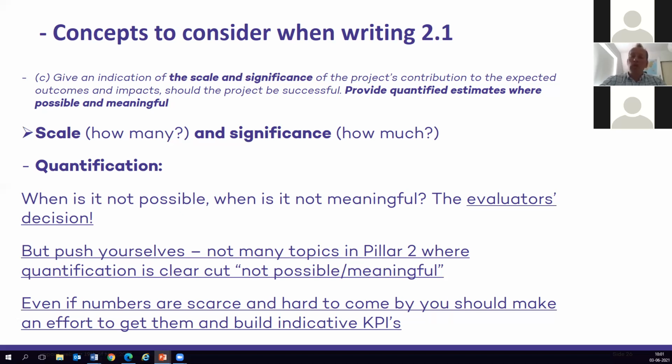And even if numbers are scarce and hard to come by, you could make a consortium workshop, where you put together some of the numbers, and then you can present those figures, of course, with your reservations, and say that you have tried to actually have a quantified estimate, so you can build an indicative key performance indicator.